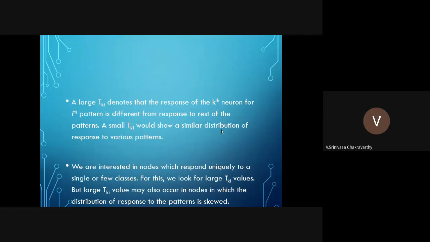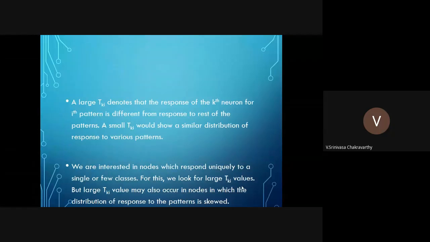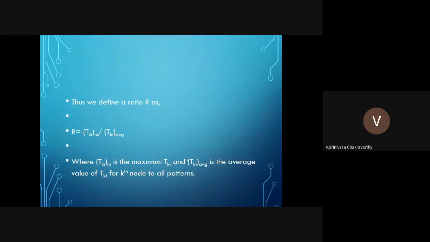Similarly, if Tki is small, it means that the neuron responds in about the same way to all patterns, so it does not have much tuning. We're not interested in such neurons. We are interested in neurons which respond uniquely to a single or a few classes. Therefore, we look at neurons which have high Tki values. Basically what Tki says is whether the response of the neuron is high to the ith pattern compared to all others. Now you can calculate similar tuning for other patterns also.